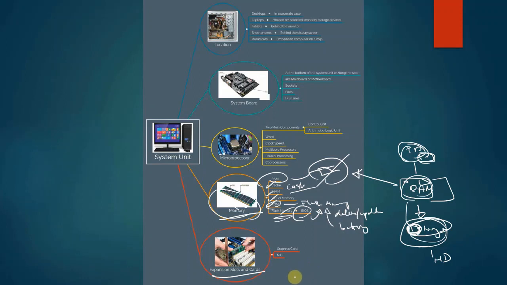Next, we have what's known as expansion slots and cards. As you can see here, this is the actual card being placed into a slot. They enhance the capacity of your desktop, your PC. They can be graphics cards. They can be NIC cards, such as a network interface card. This could be a NIC card here, which is connected through the expansion slots here and allows you to connect to the network.